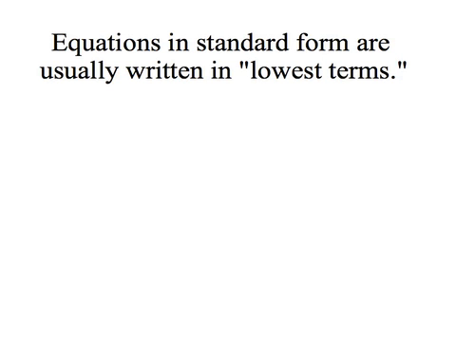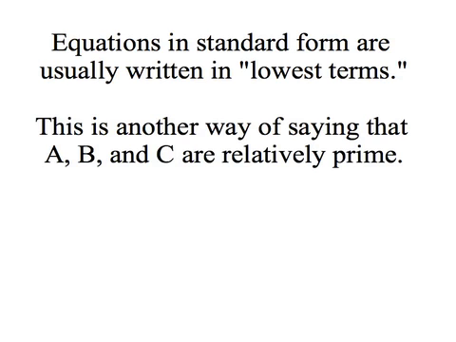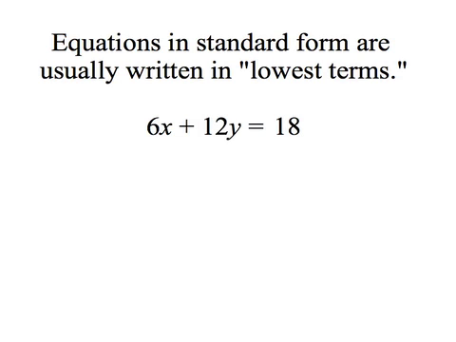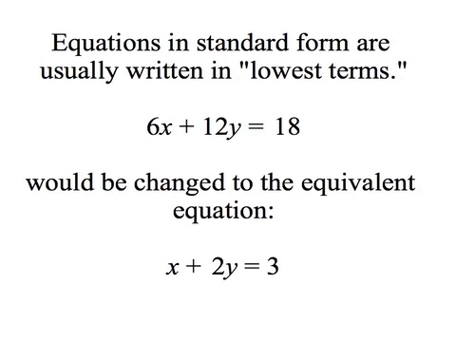Equations in standard form are usually written in lowest terms, and that's a synonym for saying that A, B, and C have to be relatively prime. It's much like putting fractions in lowest terms. Here's an example. We have 6x plus 12y equals 18. And the 6, the 12, and the 18 are all divisible by 6. So we divide both sides by 6, giving us x plus 2y equals 3. And so now A is 1, B is 2, and C is 3. And the 1, 2, and 3 are considered to be relatively prime because their greatest common factor is 1.